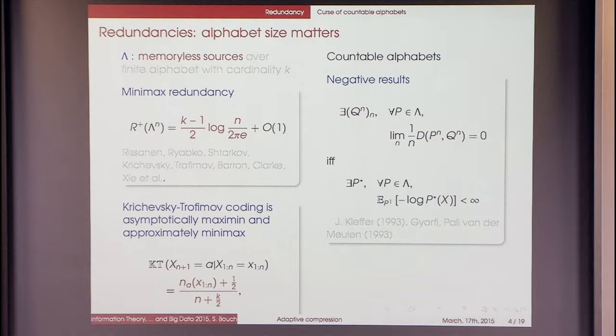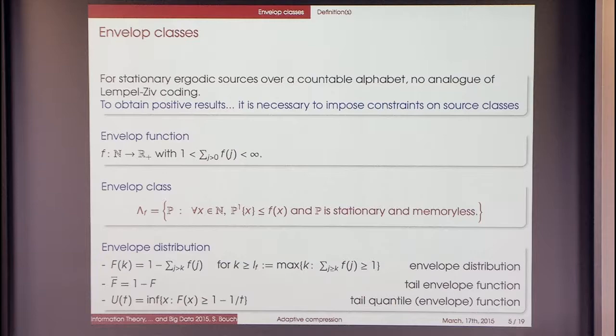Okay, so there are different ways of getting out of this curse. There's the possibility of doing pattern coding, that was initiated by the San Diego group. But with Aurélien and Elisabeth, we came later, and we worked on trying to define things that would be appealing to all-around statisticians. So we defined envelope classes, trying to put constraints so as to enforce some kind of compactness over the source class with respect to the weak convergence. So I put the definition there.